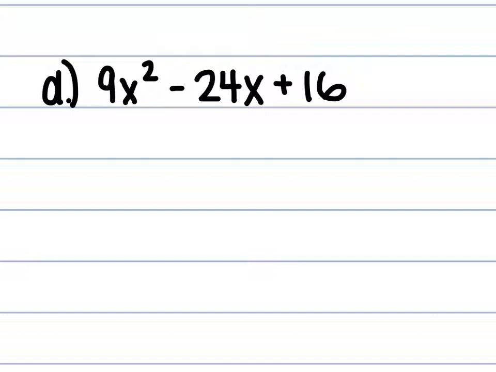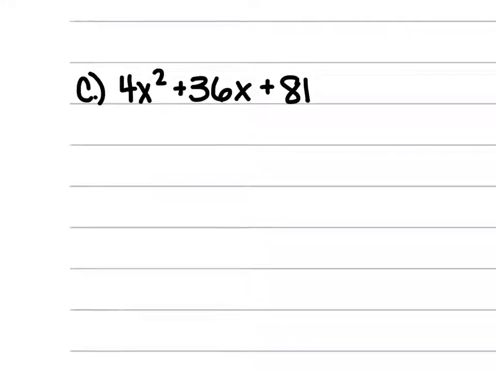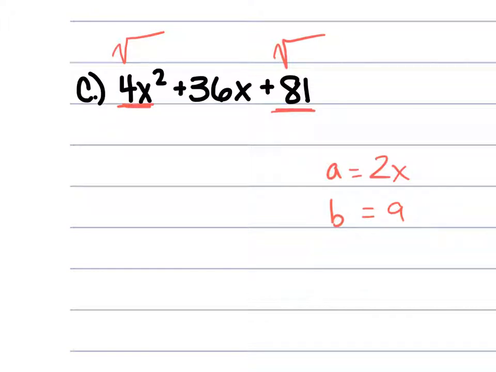One of the things that we could look at is this one. Notice that I have a square number in front and a square number at the end. One of the things that we said is that when there's a square at the beginning and a square at the end, we're going to find a and b. We do that by taking the square root. What is the square root of 4x squared? 2x. And what is the square root of 81 to find b? 9.